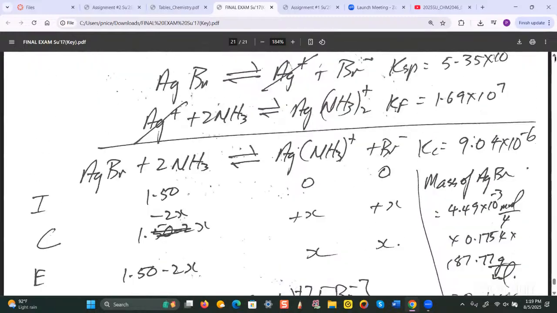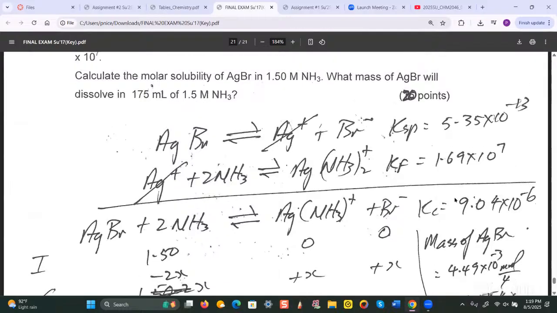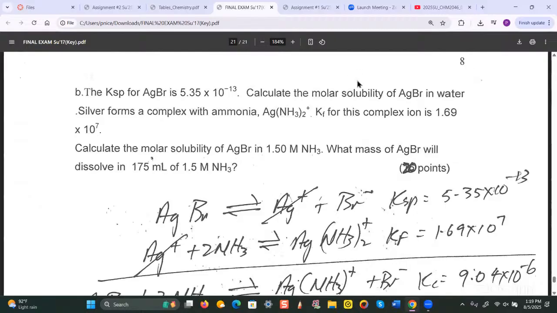Anyway, let's do this one. Okay, so the question gives you the Ksp for silver bromide, so you don't have to look that up. And then it says, calculate the molar solubility of silver bromide in water. Oh, I remember this question, because I neglected to separate the different parts. So this is the A part.